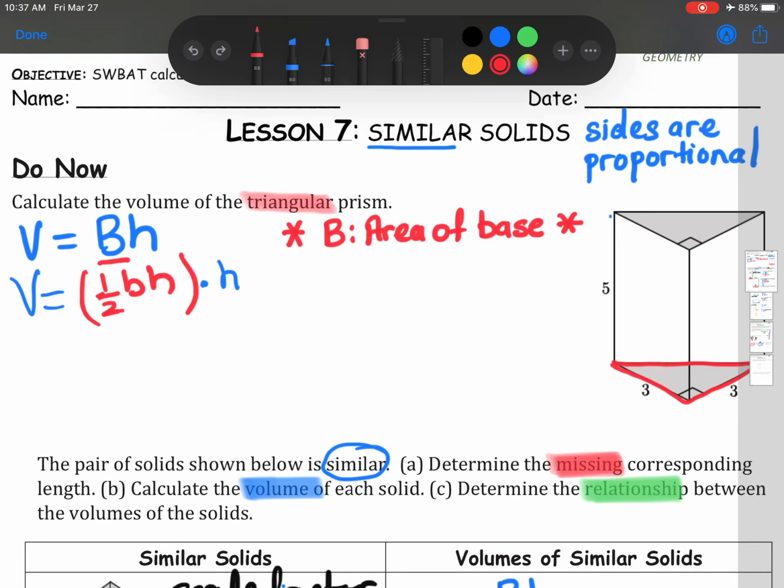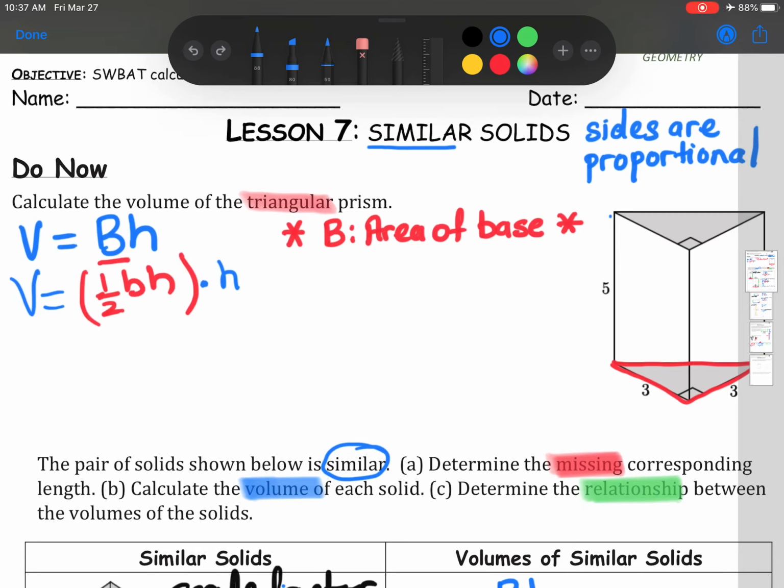Okay, some of my formulas are already filled out. So let's get started with Lesson 7, similar solids. What does similarity mean to you? We've done similar triangles in the past. Similarity means that if you have two shapes that are similar, their angles are congruent and their sides are proportional.